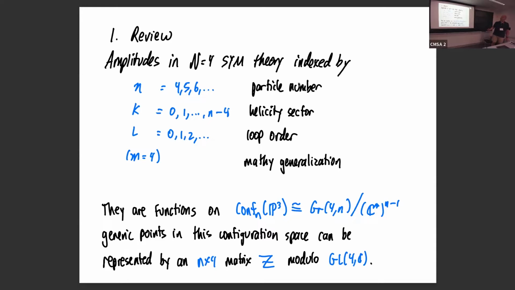So in addition to these discrete parameters, the amplitudes are non-trivial functions on a certain kinematic configuration space, which we can realize as a quotient of the Grassmannian. So I'll always be thinking about a representative being an n×4 matrix called Z. This is the momentum twistor matrix modulo the action of GL4 acting on the right.